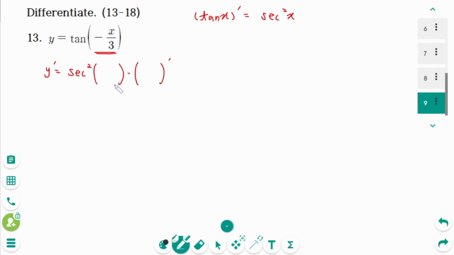The inner function is minus x over 3. Then secant squared minus x over 3 times minus x over 3 prime equals minus 1 over 3. The final answer is minus 1 over 3 secant squared minus x over 3.